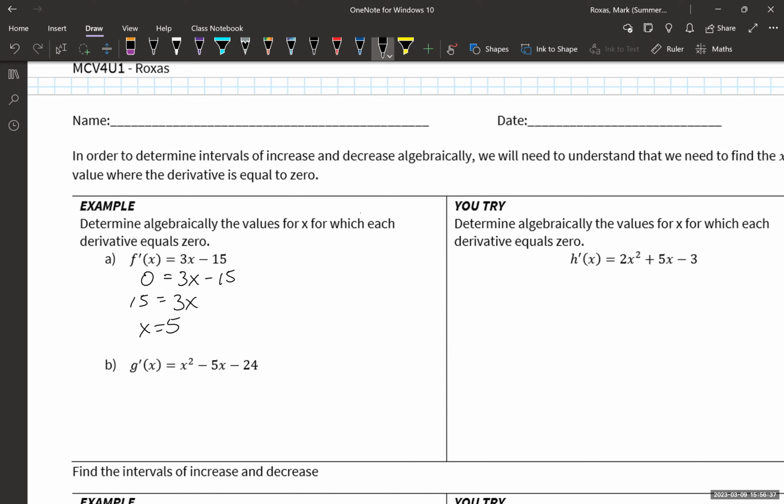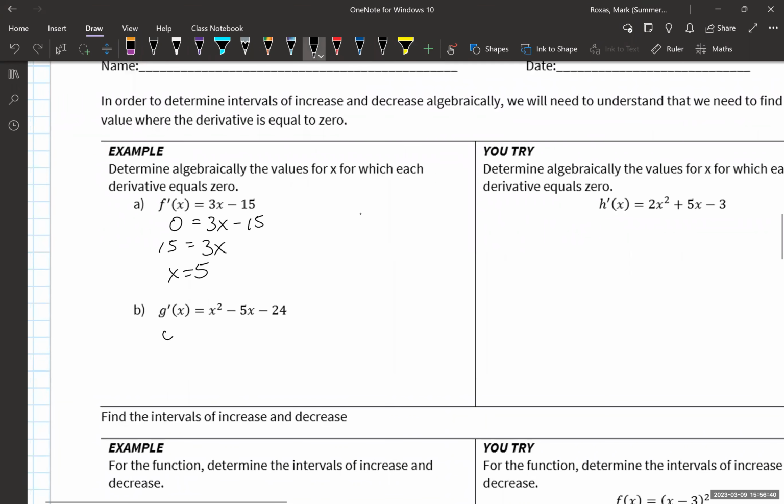And for g prime of x, you have g prime of x equal to 0. So 0 equals x squared minus 5x minus 24. We have a quadratic to solve here, so it might be a good idea to see if we can factor this. And indeed we can. It's a simple trinomial. Negative 8 and positive 3 will give me negative 24 when I multiply them, and when I add them, I get negative 5. So (x minus 8)(x plus 3), revealing the x values are positive 8 and negative 3. So at x equals 8 and x equals negative 3, the derivative is equal to 0.